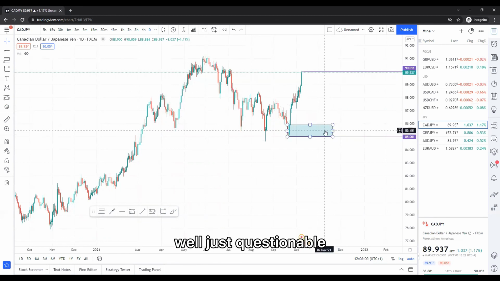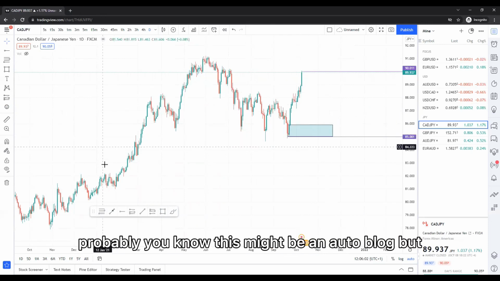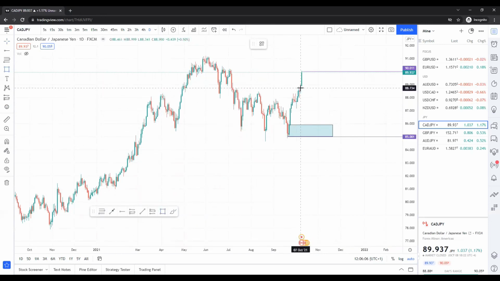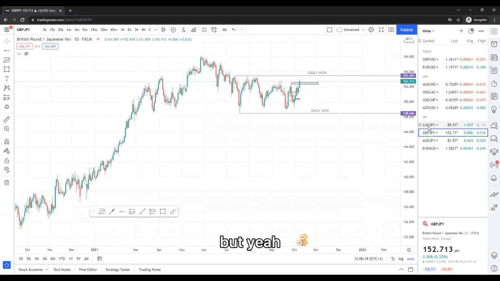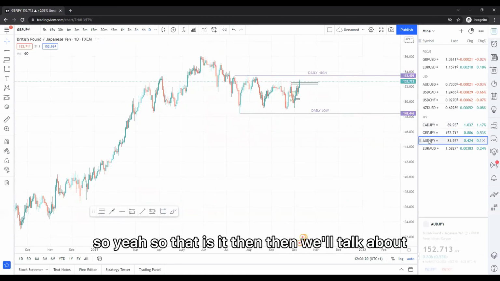Well, just questionable. Probably this might be an order block, but I'll stick to the lower one. I just didn't like the way it is now. But yeah, so that is it.